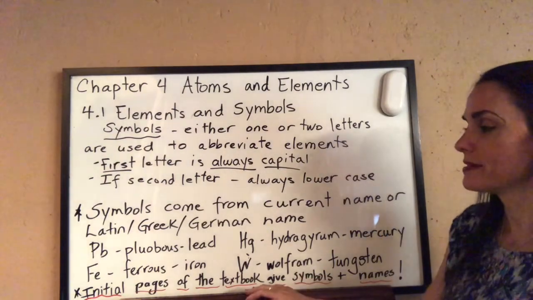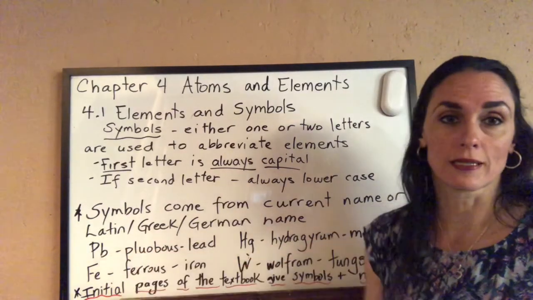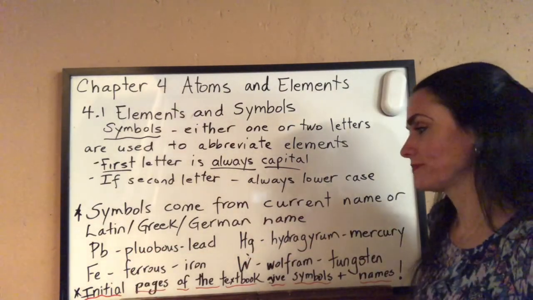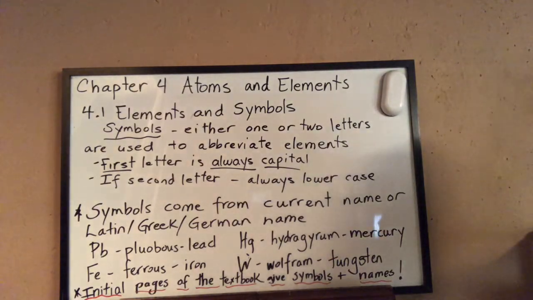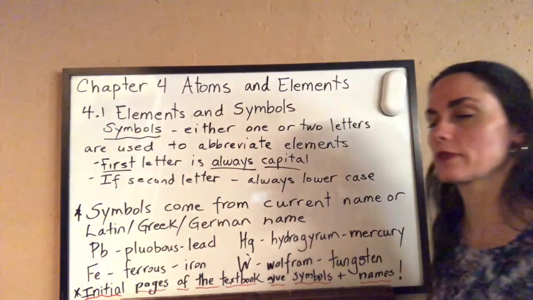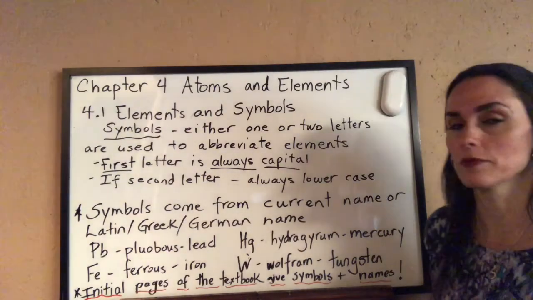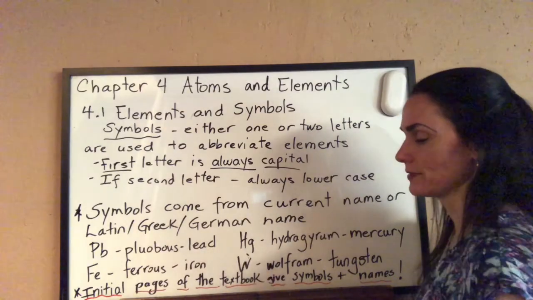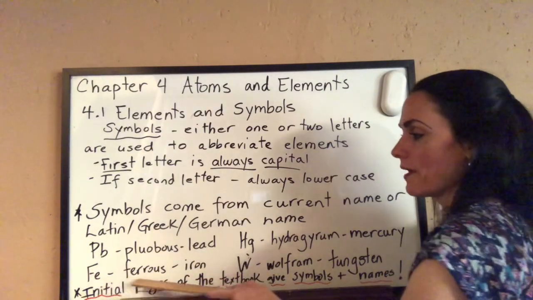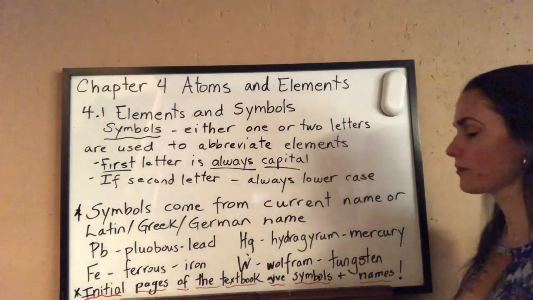Some of them, Pb, plumbum, for lead. The term plumbing comes from the Latin word plumbum because pipes were originally done with lead. So plumbum, Latin for lead. Fe, ferrum, for iron. Okay.